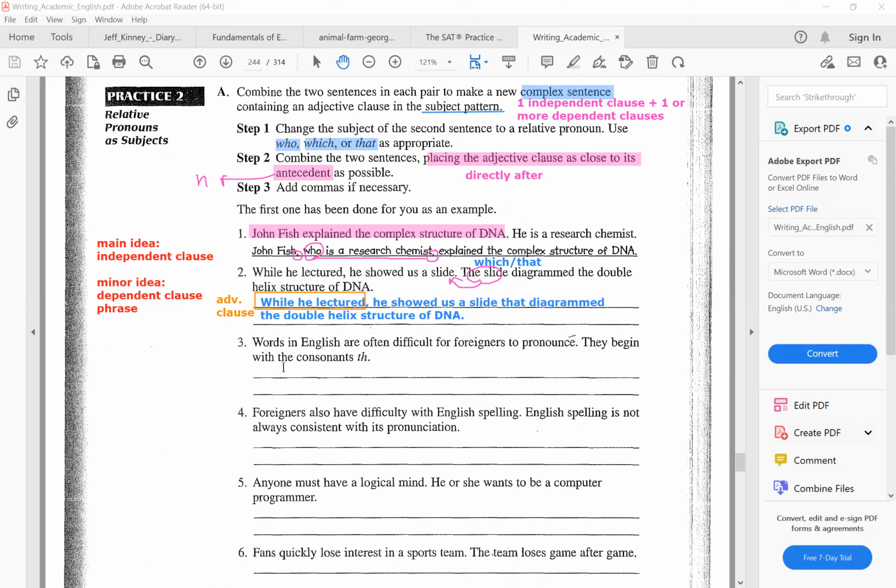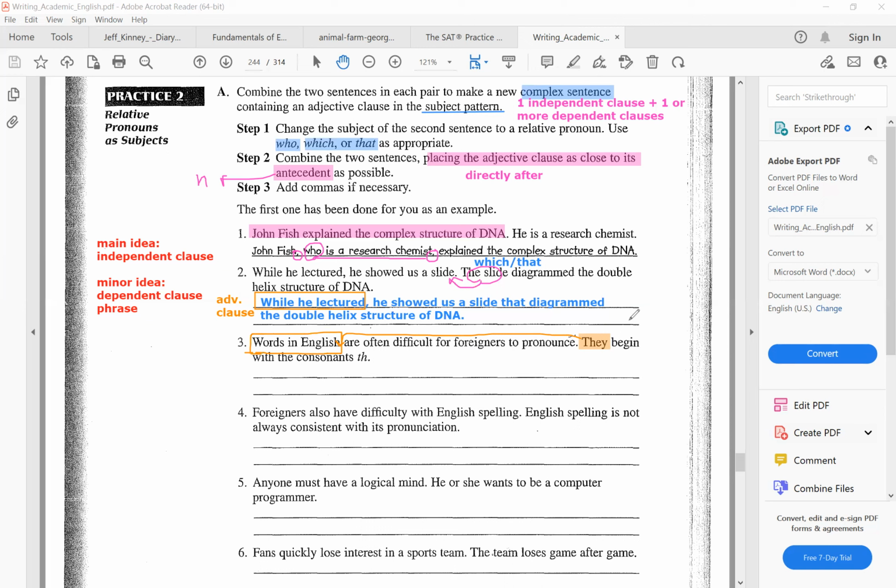Okay. Now, looking at number 3. Words in English are often difficult for foreigners to pronounce. They begin with the consonants TH. So what is the they referring to? Well, the they is referring to words in English, right? So I have to place it right after words in English.